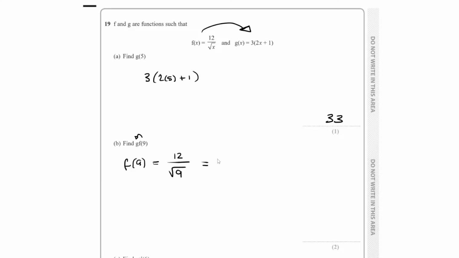So that would be 12 divided by 3, which is 4, and then I take the 4, obviously don't forget, and sub it into g. That's what I would do, but you can do either of those options I just mentioned, it's fine. So that should be 27, for part B.